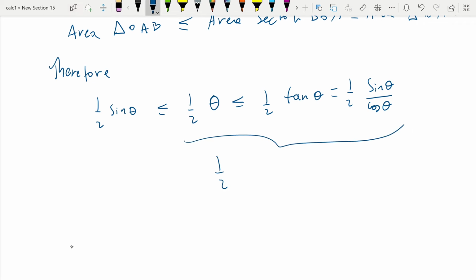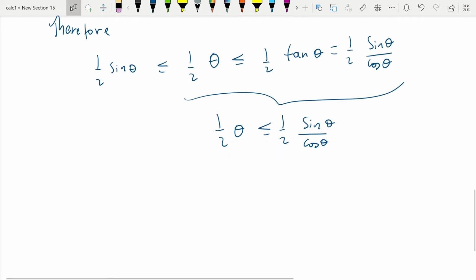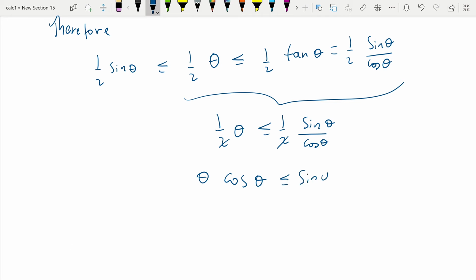So 1/2 theta is less than 1/2 sine theta over cosine theta. Since we're in between minus pi over 2 and pi over 2, cosine is positive. So if we multiply both sides by cosine, we get, well, we can first cancel out the 2's here, so we get cosine of theta times theta is less than or equal to sine of theta.